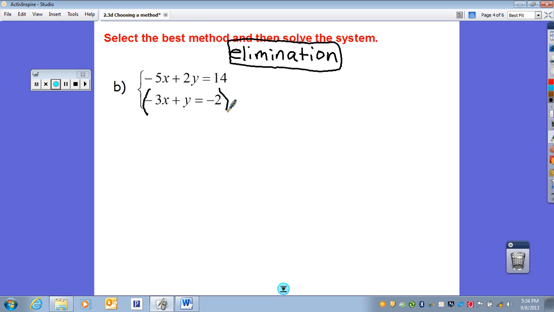So I'm going to multiply the entire equation by negative 2. Negative 2 times negative 3 gives me 6x. Negative 2 times y is negative 2y. And negative 2 times negative 2 is positive 4. I'm going to rewrite the top equation right on top of this one.